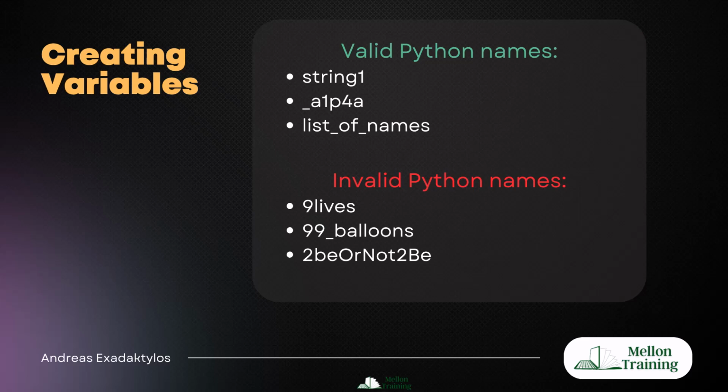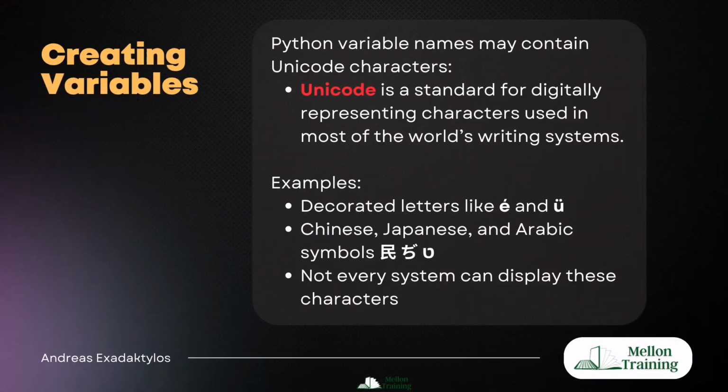Okay? Great. In addition to the alphabetic characters that we just talked about and the digits and the underscore, Python variable names can contain Unicode characters. Unicode, if you're not familiar with it, is a standard for digitally representing characters, and they're used in most of the world's writing systems. So let me give you a couple of examples of things you might have seen. Decorated letters in French or Spanish or German, where you have an E with an accent on it, or a U with an umlaut, different things like that.